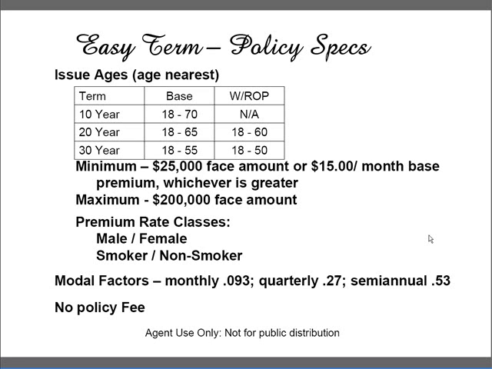The minimum face amount is $25,000 or $15 a month on monthly bank draft, whichever is greater. The maximum face amount is $200,000. For the premium rate classes, it's broken down into male or female, smoker or non-smoker. For modal factors, it can be paid monthly, quarterly, semi-annual, or annual with no policy fee.